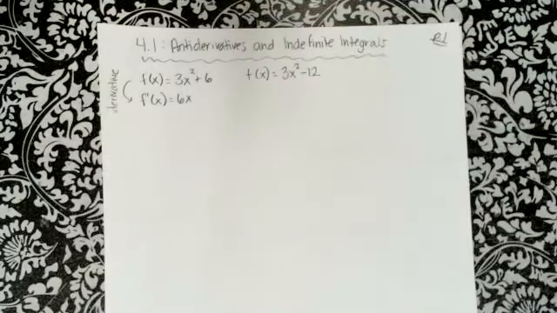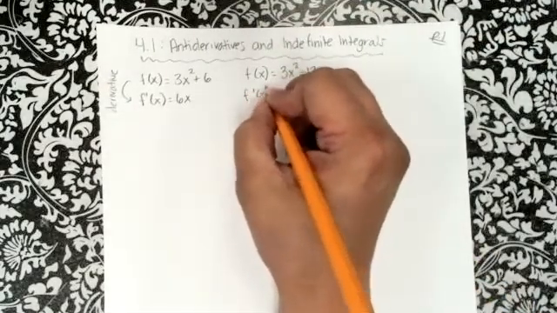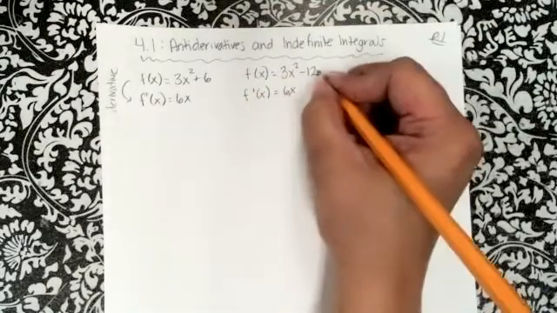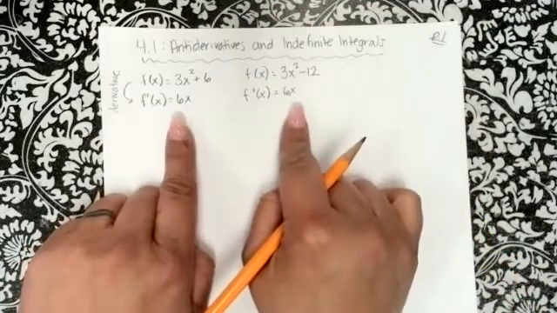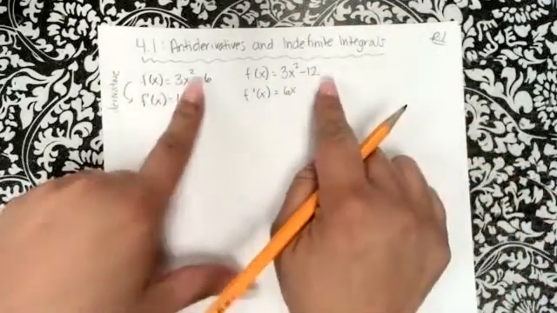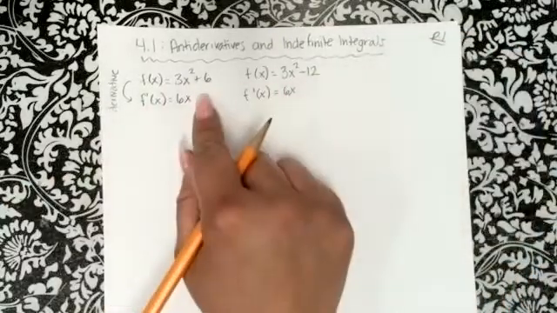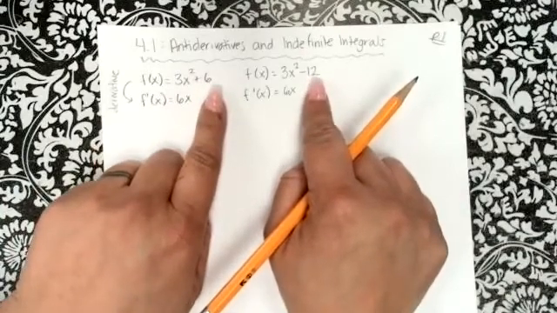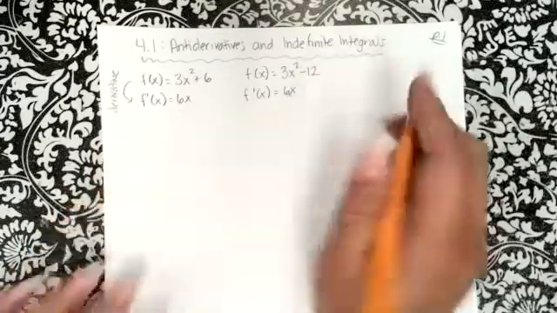On this function, if I take the derivative, once again, I'm going to bring the 2 down. That's going to be a 6x, and the derivative of 12 is going to be a 0. Notice that it's the same derivative, but different original functions. So in general, whatever the constant is, when you take the derivative, it's going to be a 0. So the derivatives will still be the same.